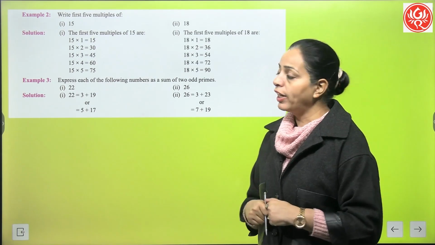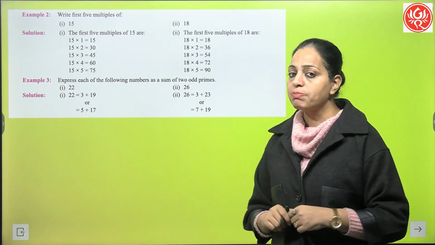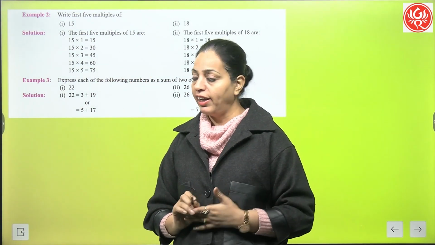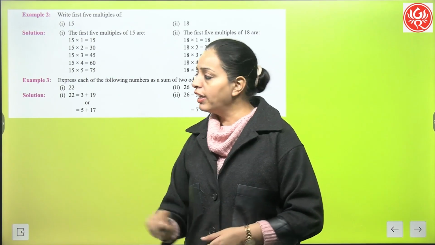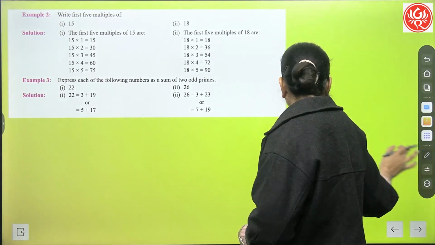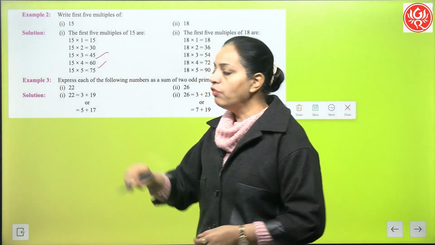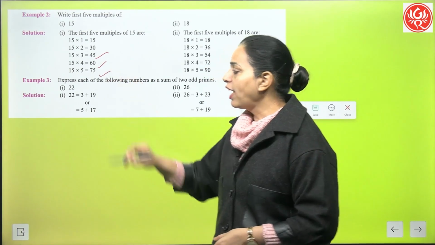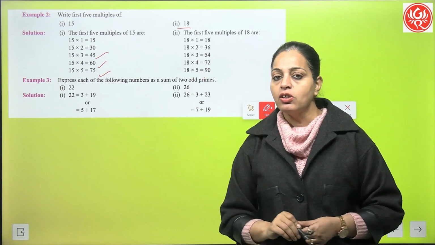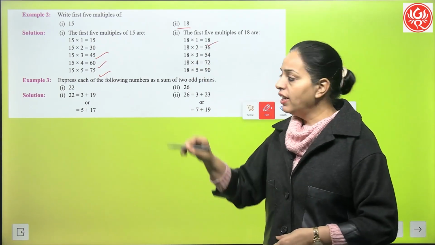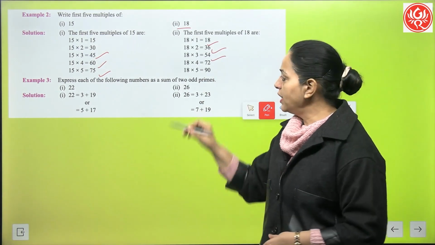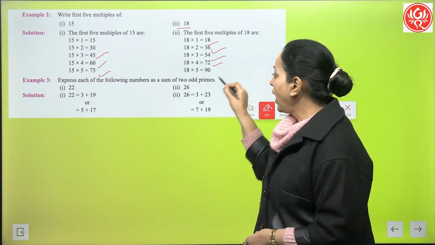Now example 2, write first 5 multiples of, the first part is 15. अब हमें 15 के first 5 multiples find करने हैं, यानी 15 का हम टेबल लिख देंगे. 15 1s are 15, 15 2s are 30, 15 3s are 45, 15 4s are 60 and 15 5s are 75. Similarly second part 18. So 18 into 1 18, 18 into 2 36, 18 into 3 54, 18 into 4 72 and 18 into 5 90.